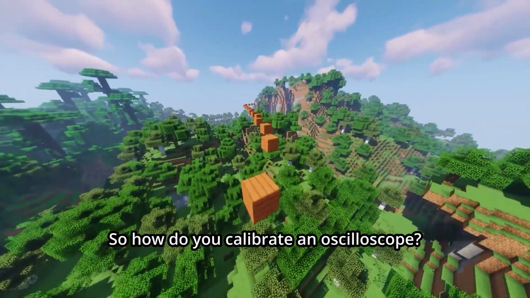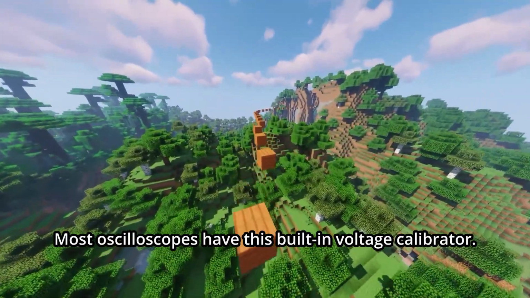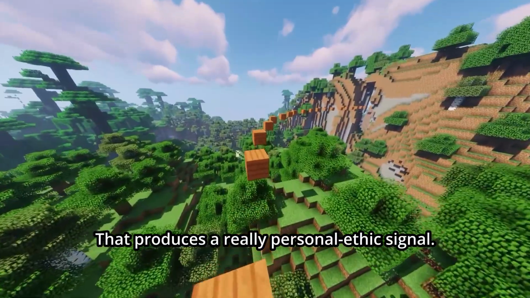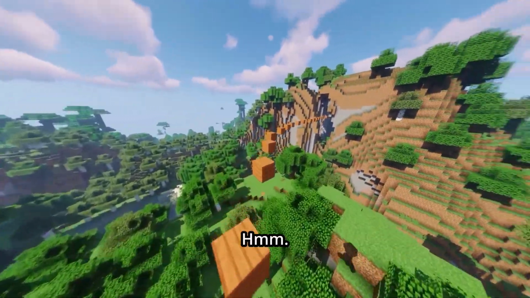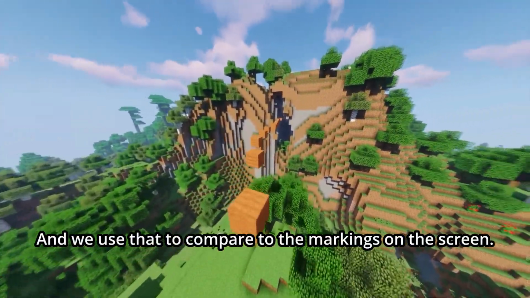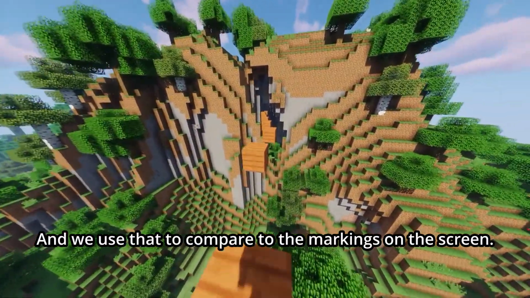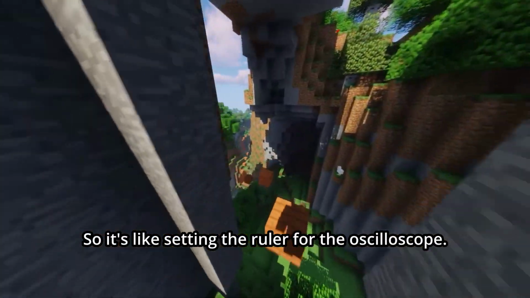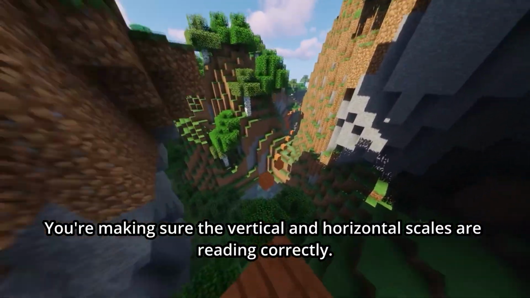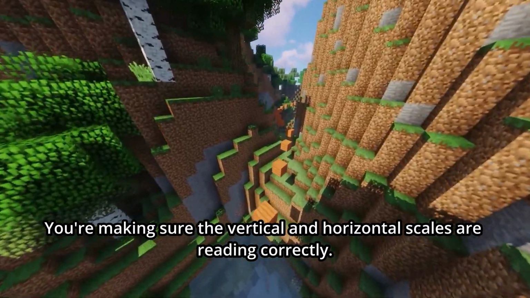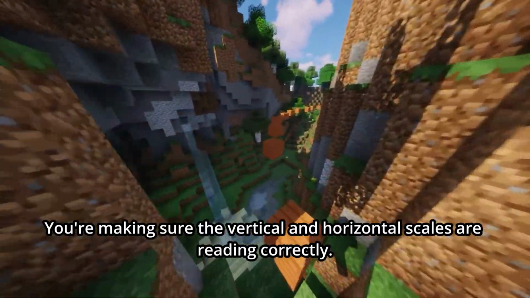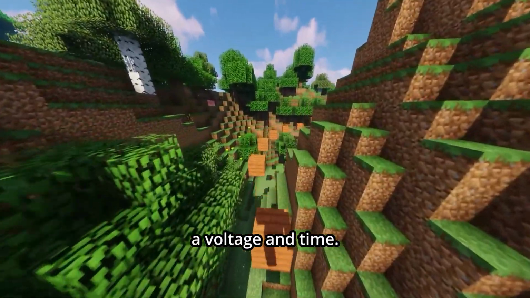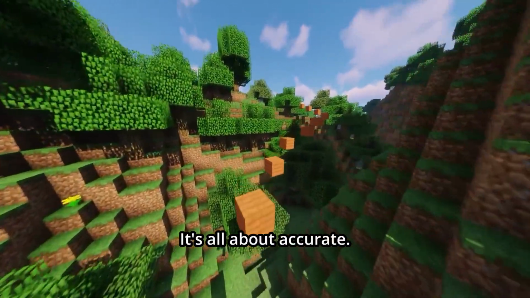Absolutely. So how do you calibrate an oscilloscope? Most oscilloscopes have a built-in voltage calibrator that produces a really precise signal, and we use that to compare to the markings on the screen, the graticule, the grid on the screen. So it's like setting the ruler for the oscilloscope. Exactly. You're making sure the vertical and horizontal scales are reading correctly. So it's all about making sure those measurements of voltage and time are accurate. Precisely.